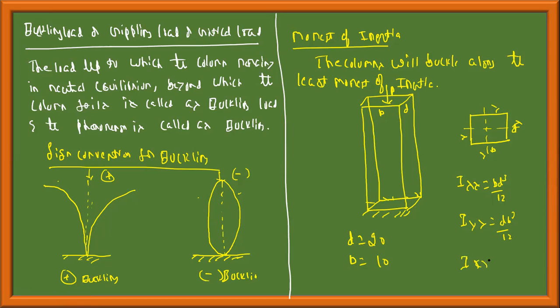Obviously, Ixx is greater than Iyy. So buckling will happen along this y-axis. Therefore, buckling happens in this case along the y-axis. If I say this is the x-axis and this is the y-axis, buckling is happening along this axis. Okay, that you should know.